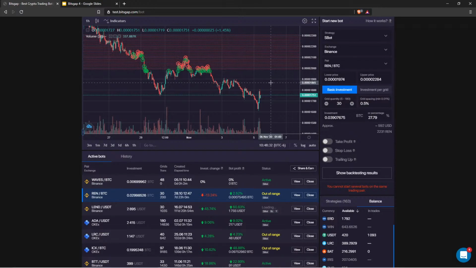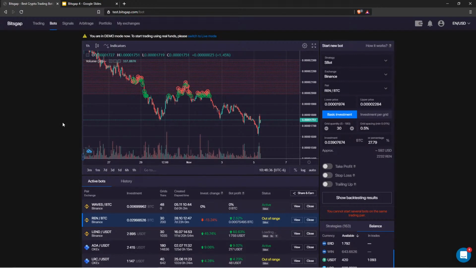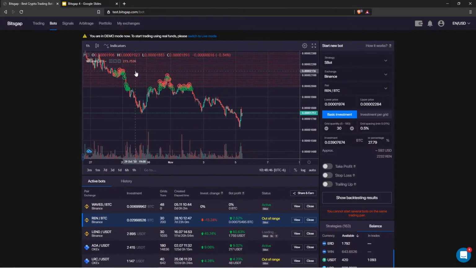And that's because of the market. It's not because of Bitsgap or something went wrong. No, it's just because the value of your base currency in this strategy is now affected by the negative value change as the market is falling.